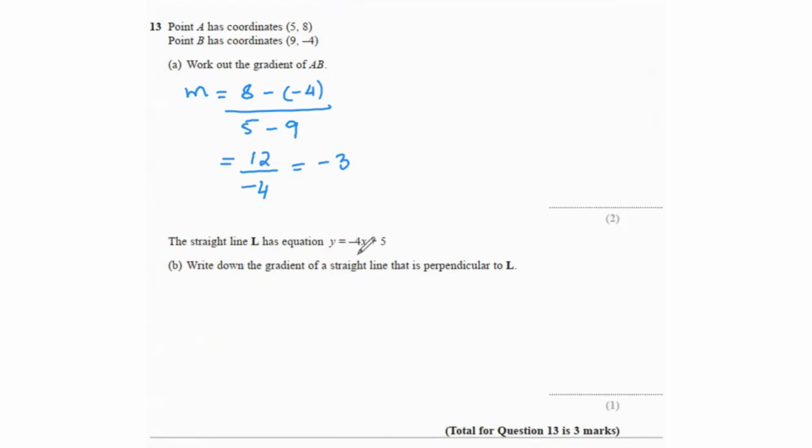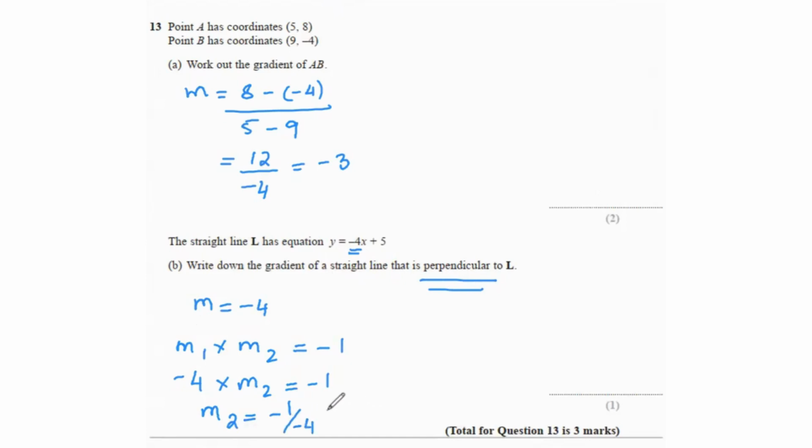So first we identify the gradient of the line L. That's going to be -4 because that's the number that's being multiplied by x. Now we know that M1 times M2 equals -1 if two lines are perpendicular. So -4 times M2 equals -1, and M2 is going to be -1 over -4, which simplifies to 1/4. So that's your answer.